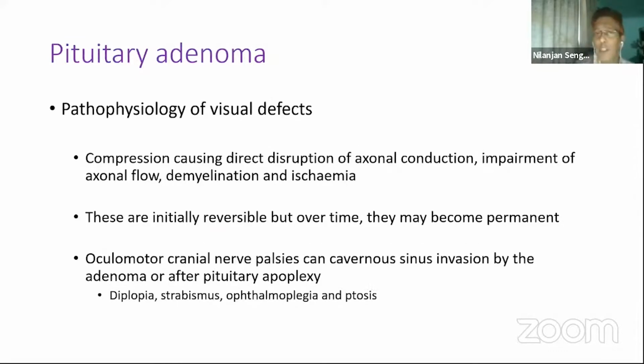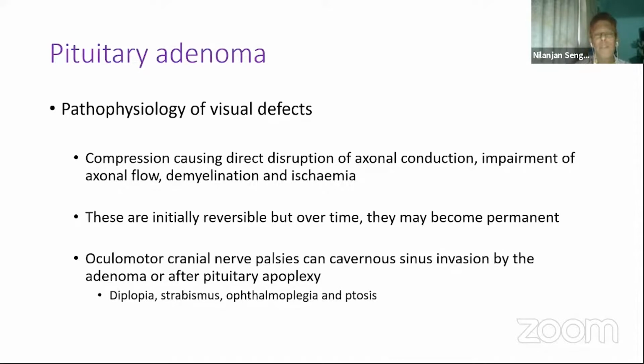What's the pathophysiology of visual defects? A little bit into the anatomy. The compression causing direct disruption of axonal conduction, impairment of axonal flow, demyelination, and ischemia are the main causes of this visual impairment. Initially they may be reversible, but if they are long-standing, the visual changes may become permanent, and even after surgery, there may be incomplete improvement.